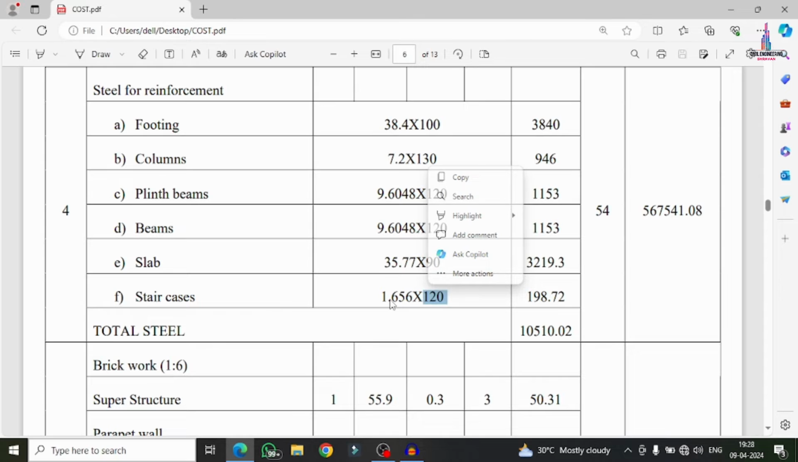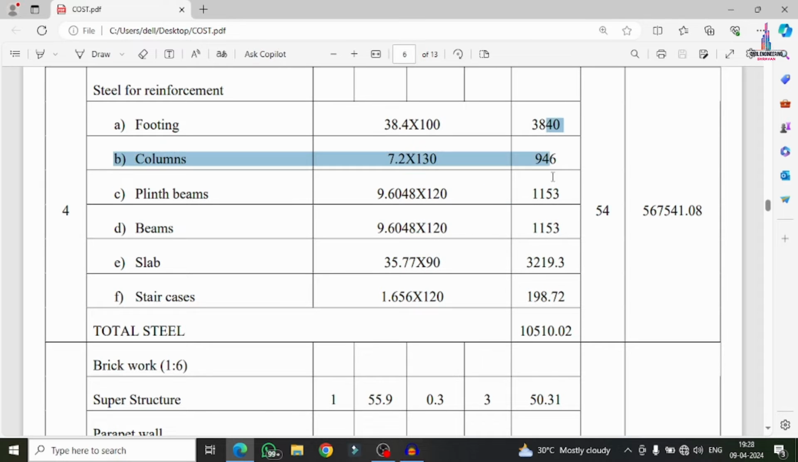If I multiply this, then we get the steel reinforcement quantity here. The total steel is this. For each kg, the cost is 54 rupees. If I multiply this value, then we get the approximate values here like this.